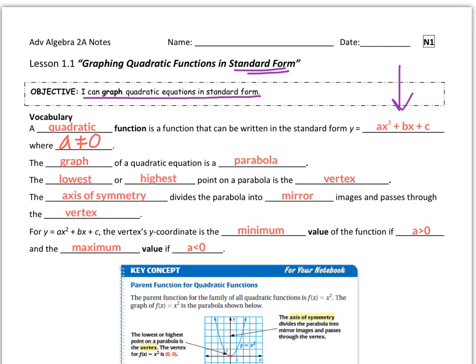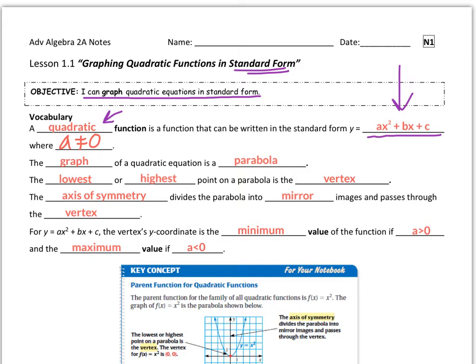That's our goal. So the vocabulary that is very important for you to understand is listed right here on the first part of this page. So please fill in the blanks. A quadratic function is a function that can be written in the standard form, and we want to make sure we know that a, b, and c in this form are very, very important. We're going to be utilizing those coefficients.